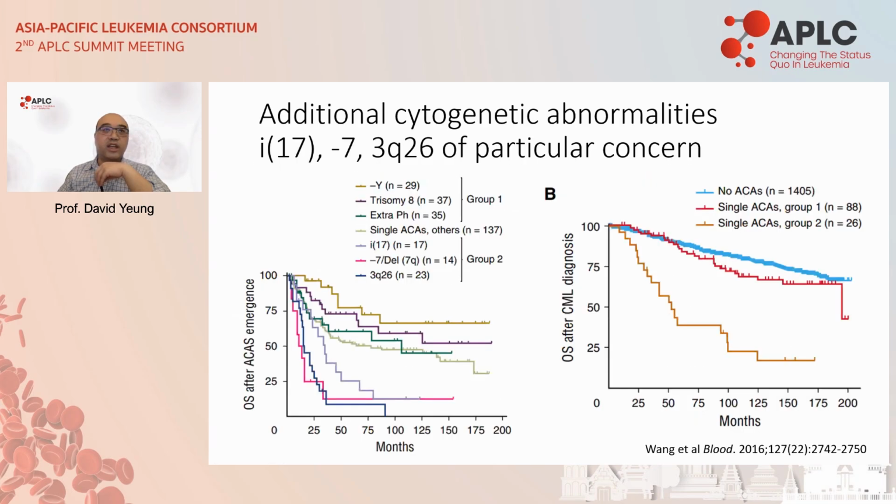The other thing, of course, to say is that cytogenetics still has prognostic significance. This is a slide from the MD Anderson data. More additional cytogenetic abnormalities equals worse prognosis or lower failure-free survival, and in particular, lesions such as chromosome 3q26 abnormalities are particularly nasty in their hands.